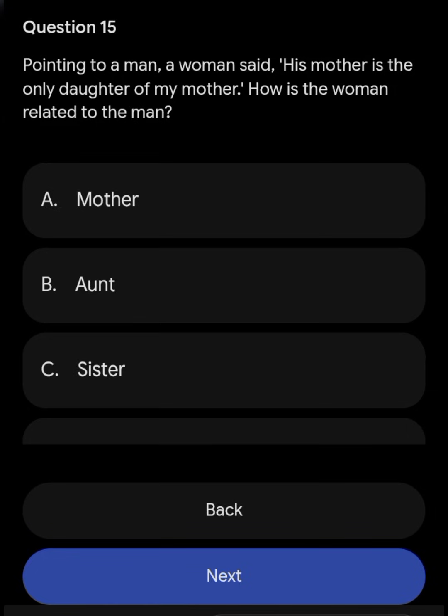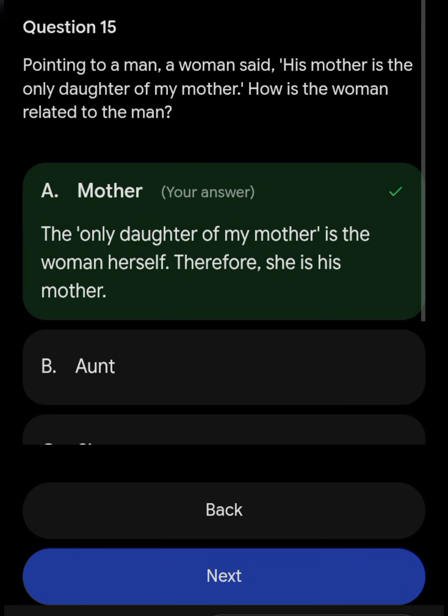Now next question: pointing to a man, a woman said, means here it is a blood relation question actually, his mother is the only daughter of my mother. How is the woman related to the man? Okay, it is a simple question actually. So we need to break down that only daughter of my mother, means indirectly she is telling that the woman will be his mother only. Yes.